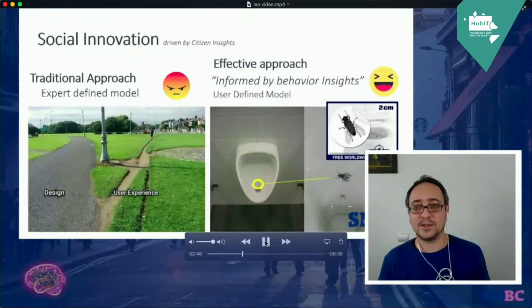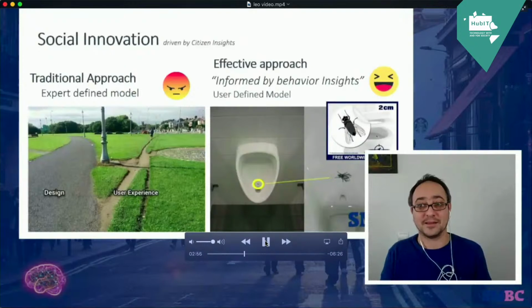Think social innovation driven by citizen or beneficiary insights. So you see the expert-defined model: a great engineer created a very nice pathway. However, it was not convenient, and you see the user experience. They don't go there, they don't like it. So the effective approach is informed by behavioral insights, the user-defined model.